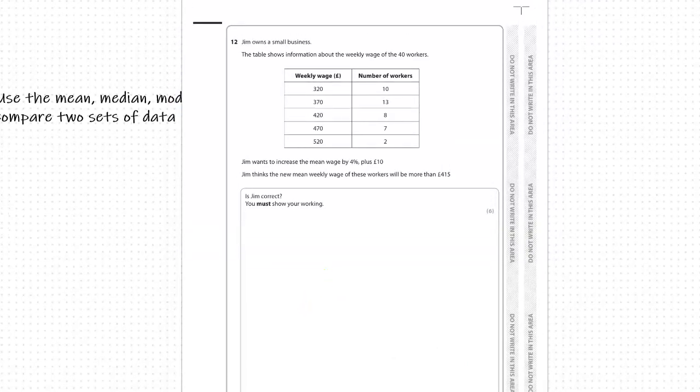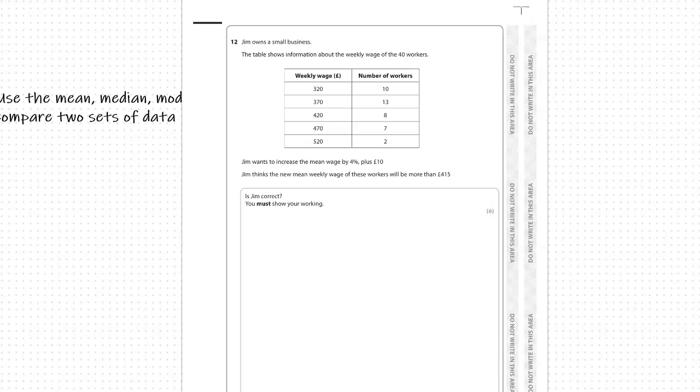Jim owns a small business. The table shows information about the weekly wage of the 40 workers. So we've got one column of the table, weekly wage in pounds, and one column, number of workers. Jim wants to increase the mean wage by 4% plus £10. Jim thinks the new mean weekly wage of these workers will be more than £415. Is Jim correct? You must show your working.